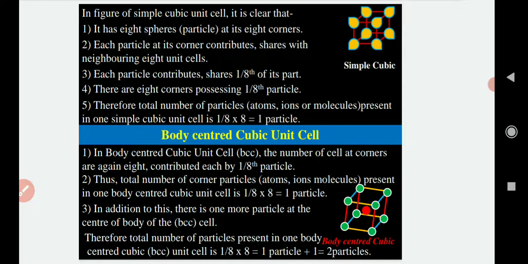One particular particle is distributed in 8 unit cells, so in each unit cell's corner only 1/8 part of that particle is present. So how can we calculate? See the fifth point. The total number of particles present in one cubic unit cell is 1/8 into 8. 1/8 means at one corner there is 1/8 part, and as there are 8 corners, we write 1/8 into 8 which is equal to 1 particle. Second is body centered cubic unit cell.